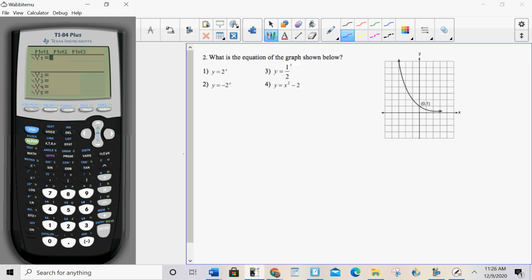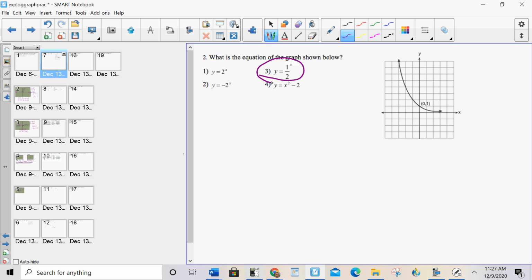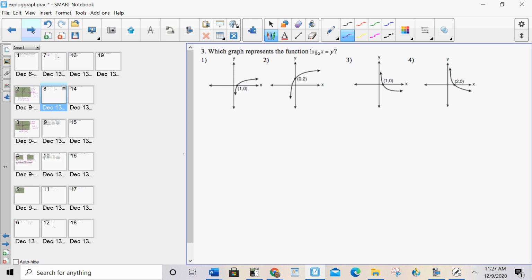Choice 3 is alpha y equals enter, 1/2 to the power of x. That one looks good, and I'll just check choice 4. Because there's an x squared, it's a parabola, so that definitely can't be it. Another reason I knew choice 3 would be the answer is since the base is less than 1, it has to be decay, which means it's getting smaller. Growth, if it's more than 1, it's getting bigger. Decay, if it's less than 1, it's getting smaller.